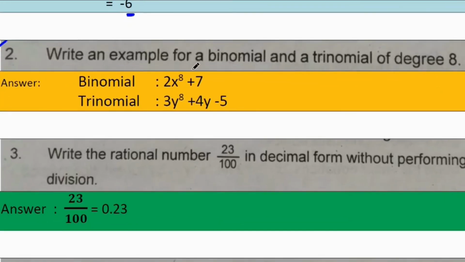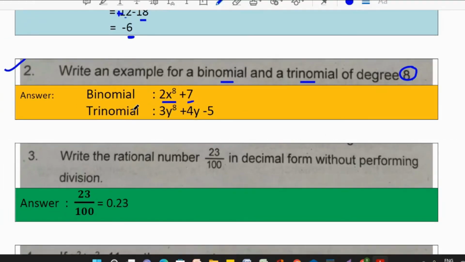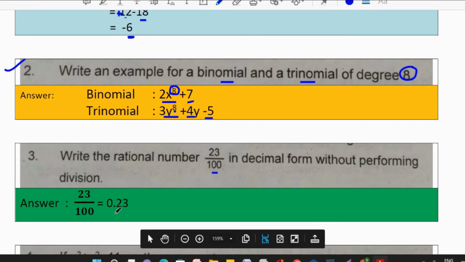Second question, write an example for a binomial and a trinomial of degree 8. So binomial means having two terms, trinomial means an expression which has three terms. So here 2x to the power of 8 plus 7 is a binomial with degree 8. Degree means highest power, students. So 3y to the power of 8 plus 4y minus 5 is a trinomial with degree 8. Third question, write the rational number 23 by 100 in decimal form. So 23 by 100 can be written as 0.23.